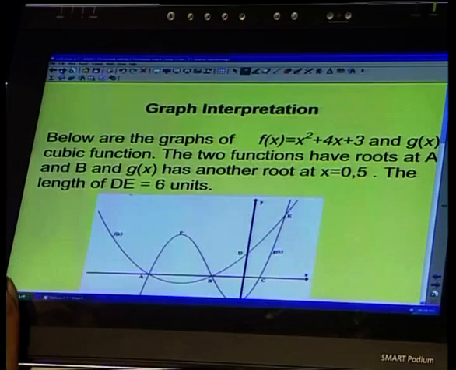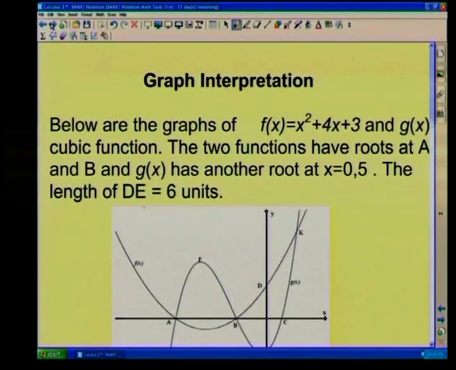Right, here's another graph interpretation. And once again, I think we'll just discuss the approach, and it will be on your sheet, so you can try it for yourself with the answers and see how you do. If there's anything strange or different, we'll talk about it. Let's have a look. Below are the graphs of f of x equals x squared plus 4x plus 3 and g of x, a cubic function. The two functions have roots at a and b.